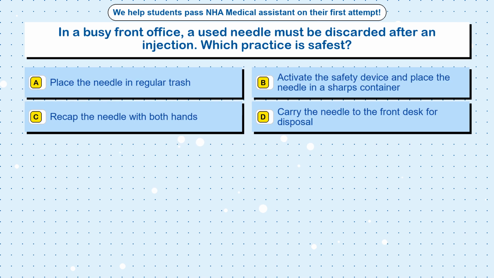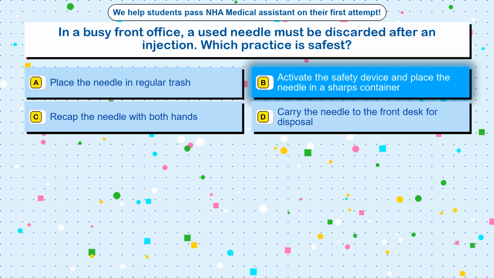Question 42. In a busy front office, a used needle must be discarded after an injection. Which practice is safest? Option A. Place the needle in regular trash. Option B. Activate the safety device and place the needle in a sharps container. Option C. Recap the needle with both hands. Option D. Carry the needle to the front desk for disposal. The correct answer is option B.